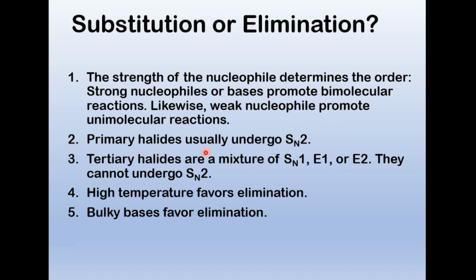Then you look at the alkyl halide, the substrate. Primary ones like to undergo substitution. Tertiary substrates cannot undergo bimolecular substitution. They're too sterically hindered. But we could get unimolecular substitution, and then we could have E1 or E2. They cannot undergo SN2. High temperatures favor elimination, and bulky bases aren't very good nucleophiles because they're sterically hindered. So they're not going to undergo a substitution. They're going to favor elimination.